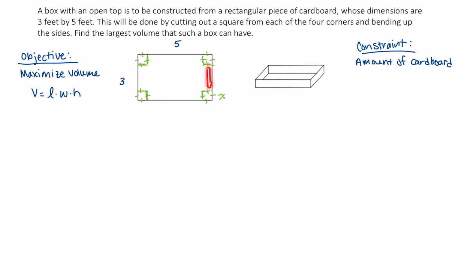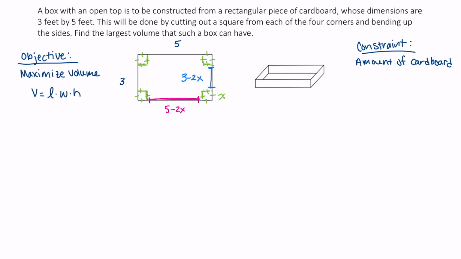So what is this distance here? Well, from here to here, this is 3 feet, since this is the shorter side. So I have 3 feet, and I'm subtracting an X, and then I'm subtracting another X. That tells me that this distance here in blue is 3 minus 2x. Now, what about this distance? Well, I'm beginning with 5 feet and I'm subtracting x and subtracting another x. So this is 5 minus 2x, and I'll label this in pink.